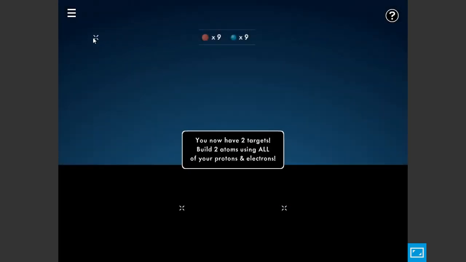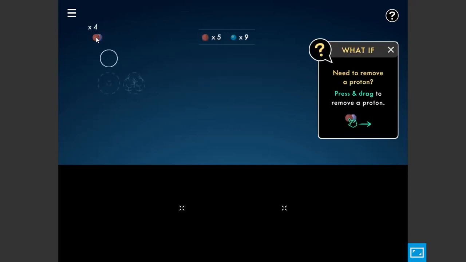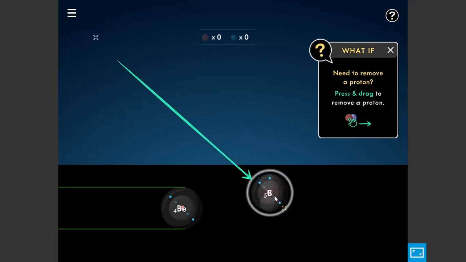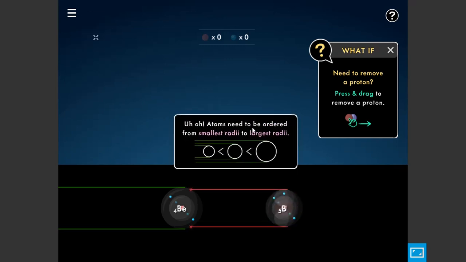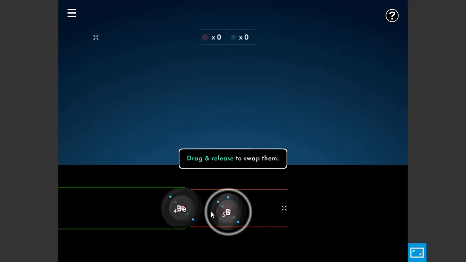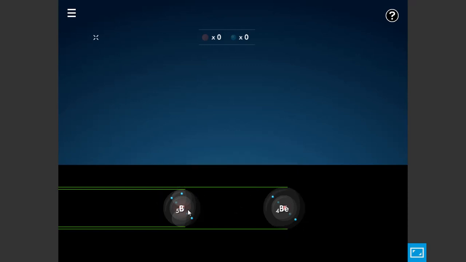Okay, so let's build one atom first. Remember not to use all your protons and electrons. So let's build 4 first. That's beryllium. Now let's build the next one. And 1, drag it back down, and boom. Now it's saying it must be ordered from the smallest to the biggest. Boron, if you look at Table S, is actually smaller than beryllium. So you drag it, and you just switch them. And that's it. Click them, and you're done.